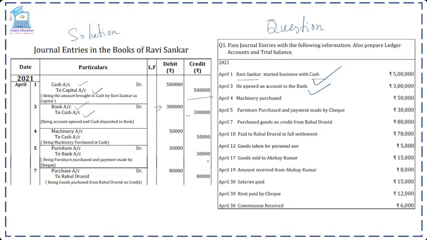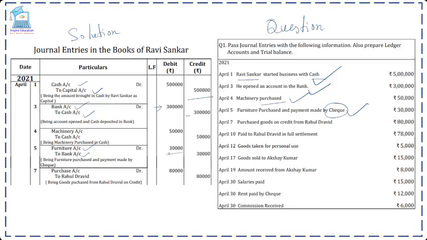Then machinery purchased. So machinery account debit to cash. I think it is also clear. Next entry, furniture purchased and payment made by check. What will be the entry? Furniture purchased, that means furniture is coming to the business. It is a real account and furniture is debit. Payment is made by check, that means it will be made from the bank account. So 30,000 credit to bank.